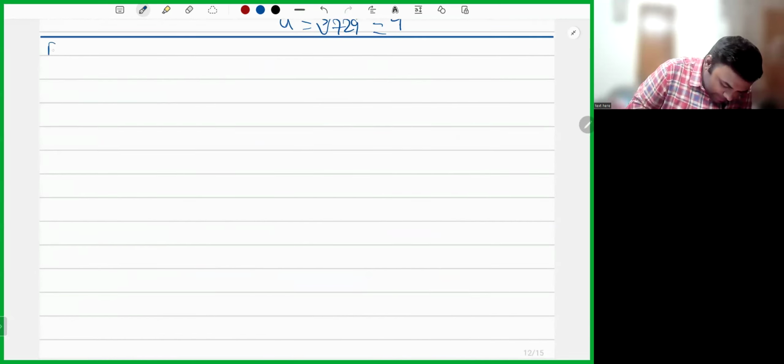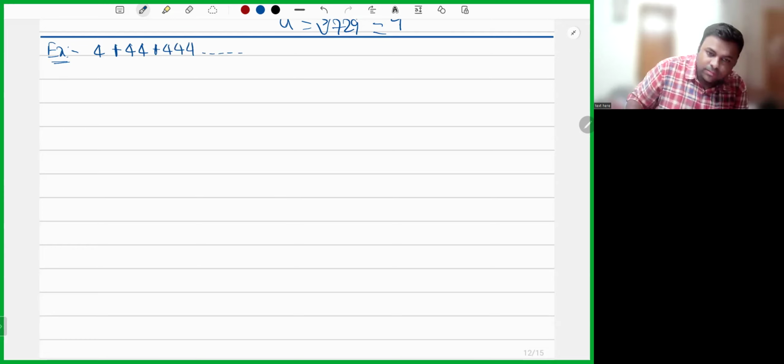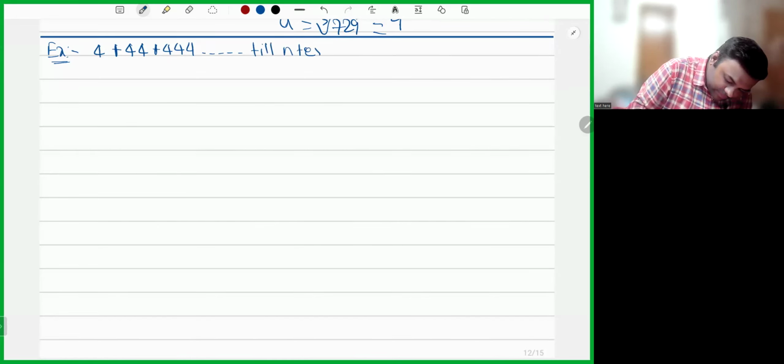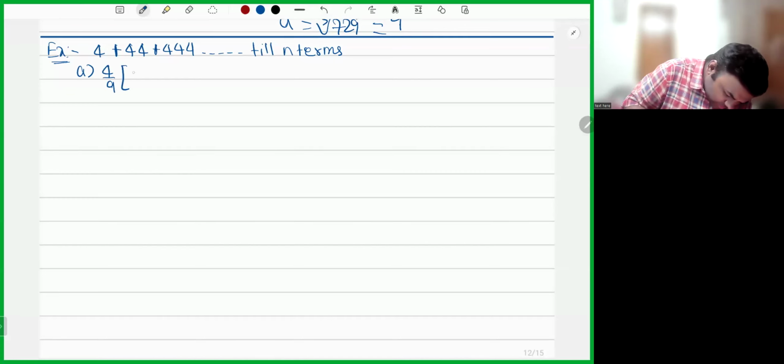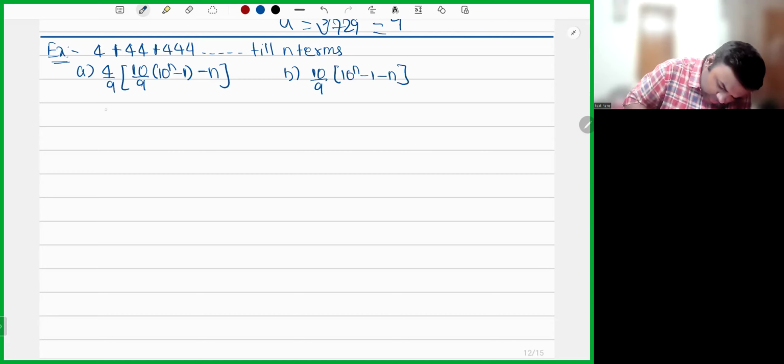Now see here, example. I am having 4 plus 44 plus 444, and so on. I am asking what is the sum till n terms. Options are given somewhat like this: 4 by 9 into 10 power n minus 1 minus n. Option B: 10 by 9 into 10 power n minus 1 minus n. Option C.